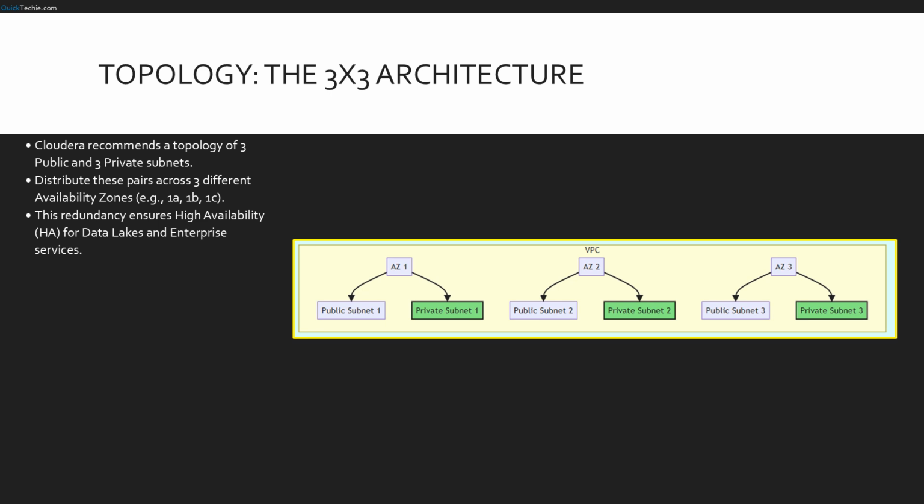This diagram illustrates the resilient 3x3 design. We have 3 columns representing availability zones 1, 2, and 3. Inside each AZ, we pair a public subnet with a private subnet. This balanced distribution guarantees that we have redundant capacity in every failure domain, protecting your critical data workloads from regional disruptions.